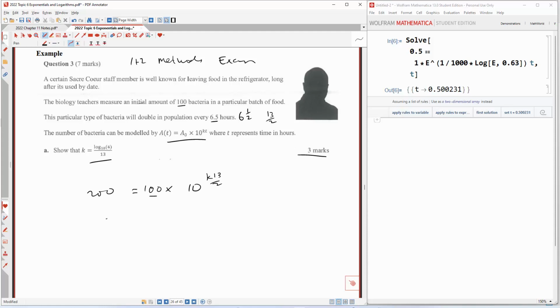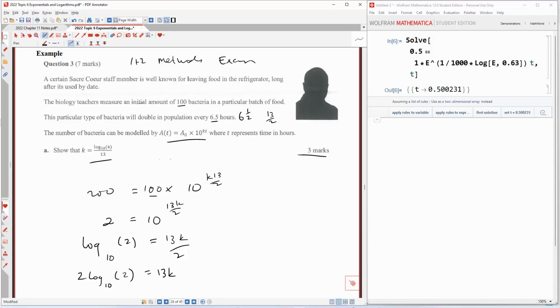Okay, so what we'll do is write 2 equals, so I'm going to divide both sides by 100, 10 to the 13k on 2. All right, what do we want to do next? Well, I think it's time to go to log form. So we're going to write log 10 2 equals 13k on 2. And now we're going to multiply this by 2. Oh, yeah, this is hard. Right, so we're going to get 2 log 10 2 equals 13k.